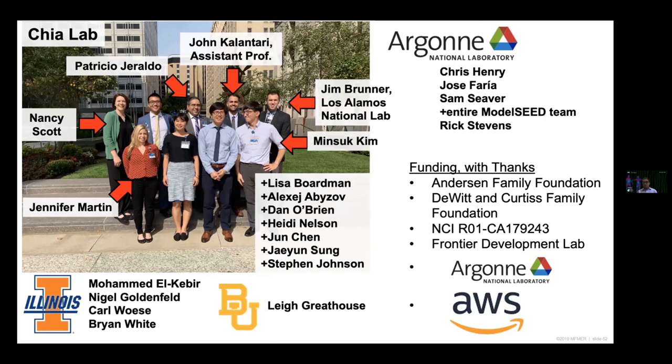This was work built with a lot of help, of course, across many, many different people in my lab. This is a picture, I imagine, as many of you can imagine, this is a pre-COVID picture. A lot of these people have moved on since then. John became an assistant professor and then moved on to start his own startup. So he became an assistant professor and quit already. Jim is at Los Alamos National Lab.